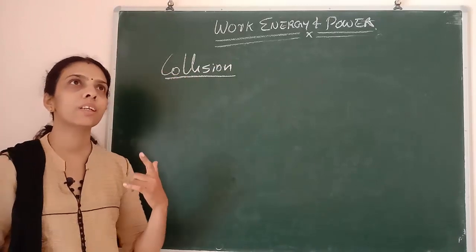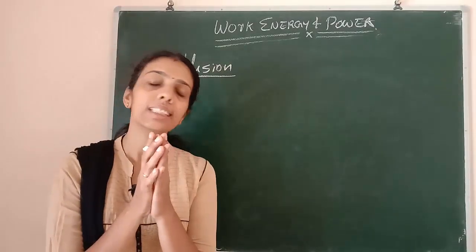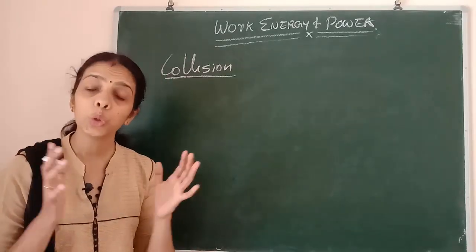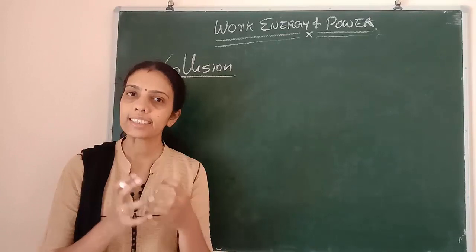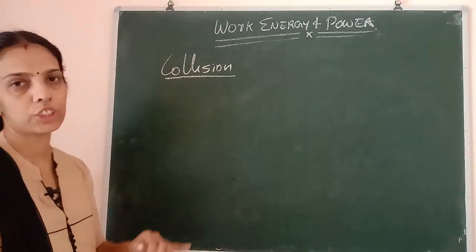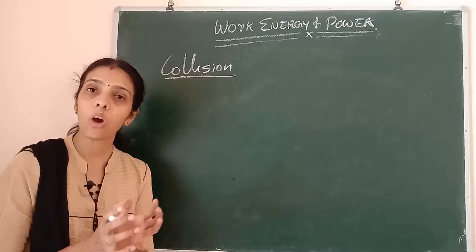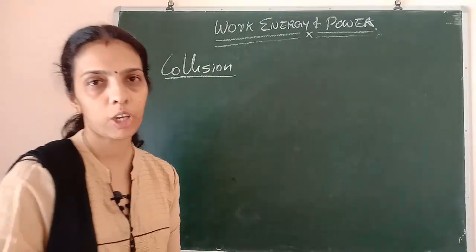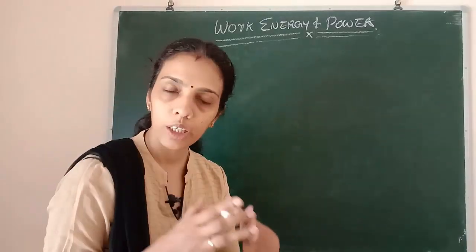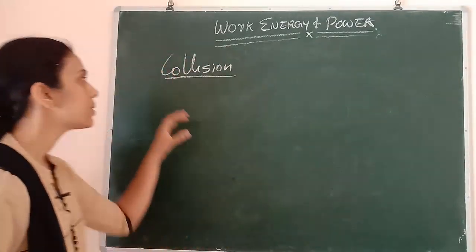What is meant by collision? Collision is the interaction between two particles in which they exert a strong force on each other. When two objects collide, they exert a strong force for a short interval of time. That is called a collision.